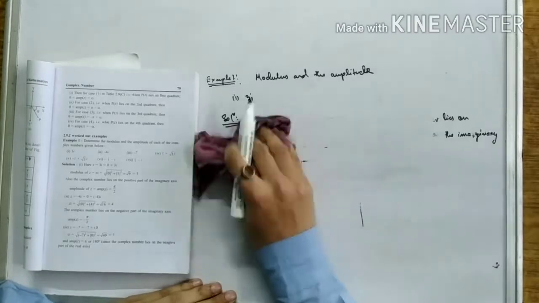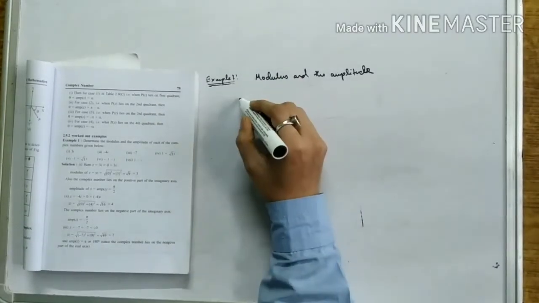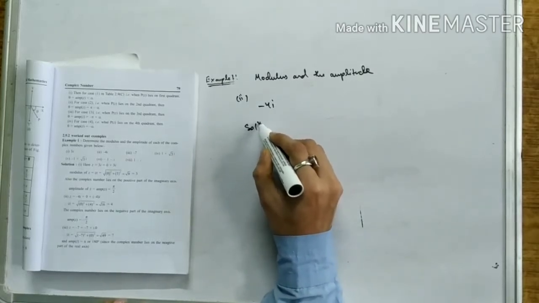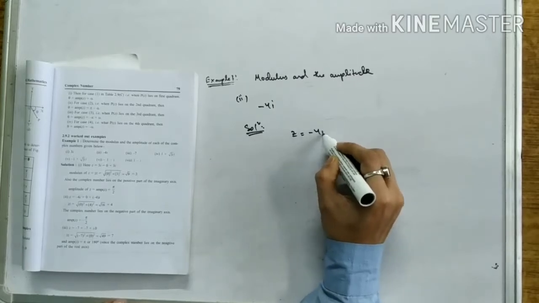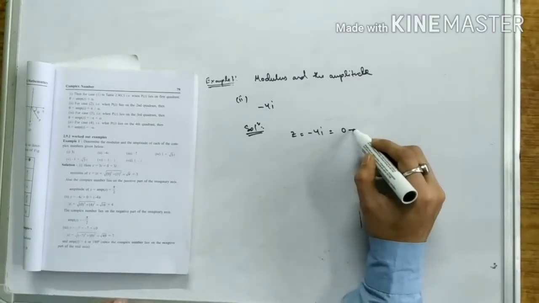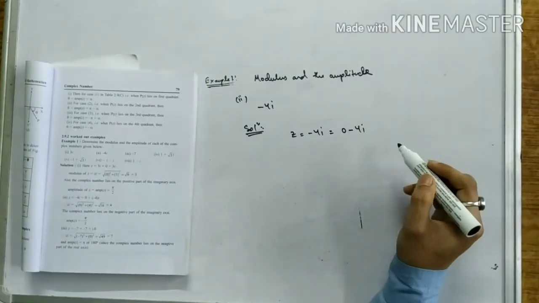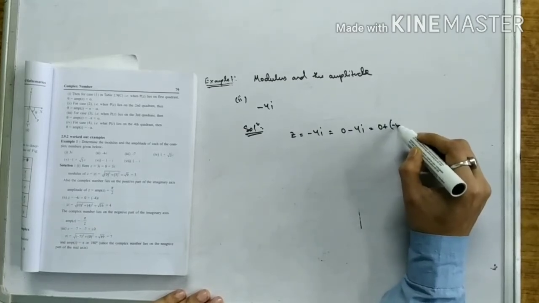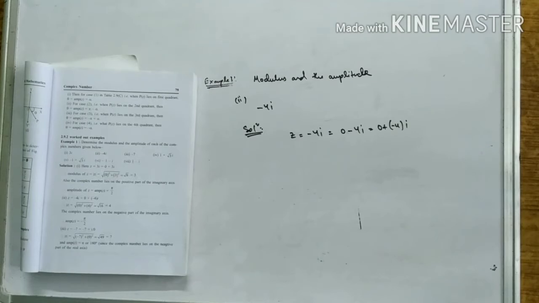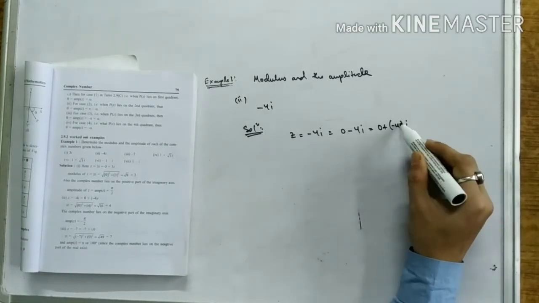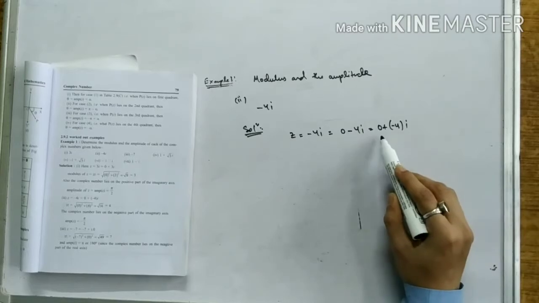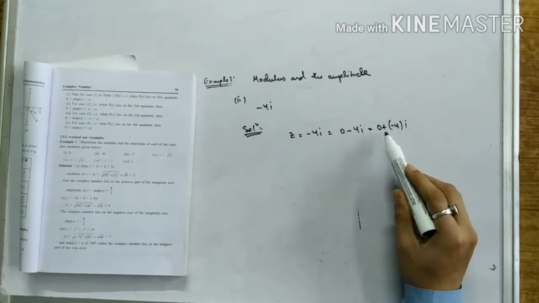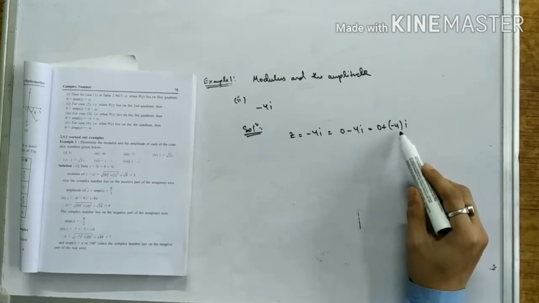Next again you see, next it is given the number 2, minus 4i. So in here, solution: z is equal to minus 4i, which I can write as 0 minus 4i, or you can write it as 0 plus minus 4i. If I express this complex number in ordered pairs, I will get 0 comma minus 4.